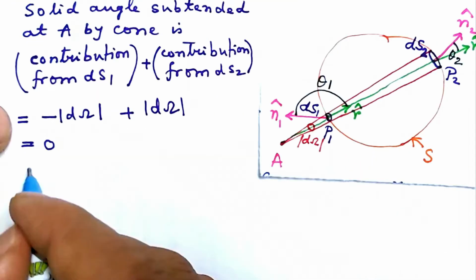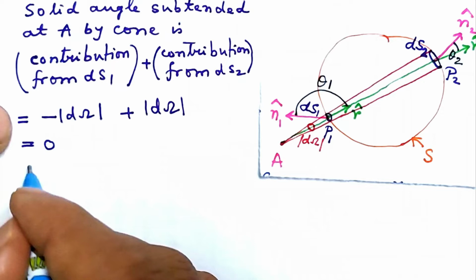Actually, when the cone enters the closed surface at P1, it makes a negative contribution, minus mod d omega. But as it leaves or makes an exit from the closed surface at P2, it makes a positive contribution, mod d omega. Since the contributions are equal and opposite, they cancel out. So the cone does not contribute, since the number of entries and the number of exits are equal.